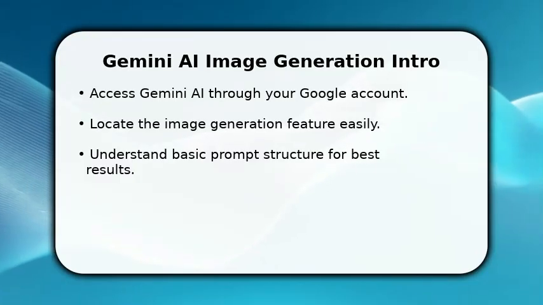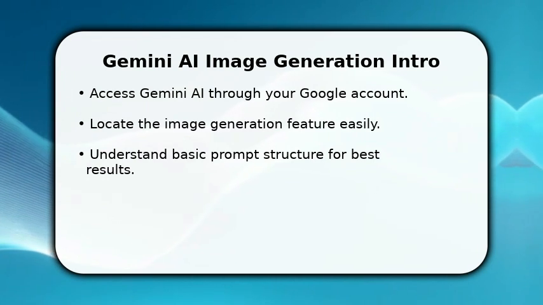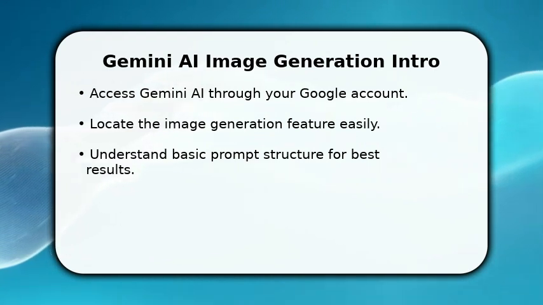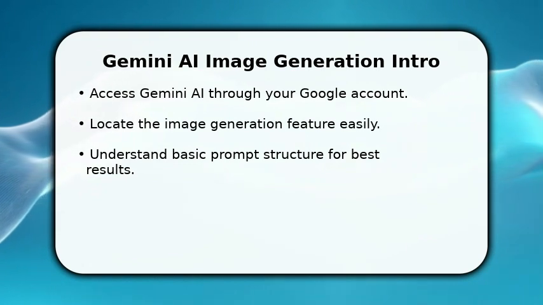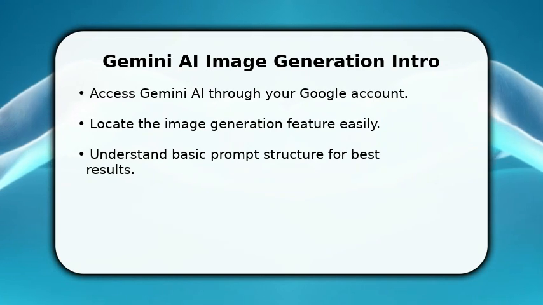In this video, I will explain how to use Gemini AI for image generation. First, ensure you are logged into your Google account and navigate to the Gemini interface. Look for the option to generate images, usually found within the main chat window or a dedicated creative section. You'll then enter your descriptive text, known as a prompt, to guide the AI in creating your desired image. It's quite straightforward to begin.